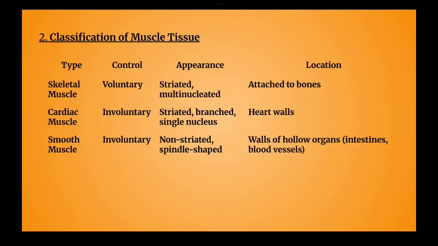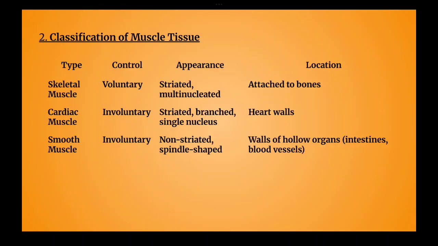So how do these appear? Skeletal muscles are striated and multinucleated. Striated means they have certain striations. I'll show you an image of what striated is. Multinucleated means a large number of nuclei present in a cell. It is called multinucleated.